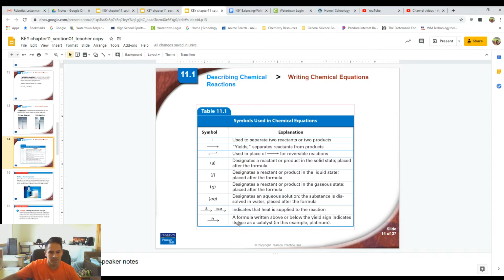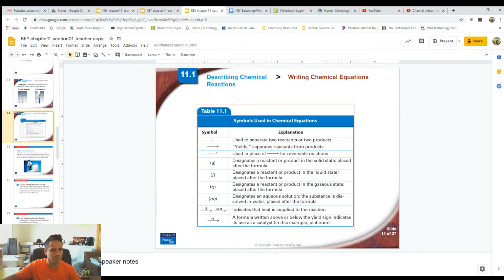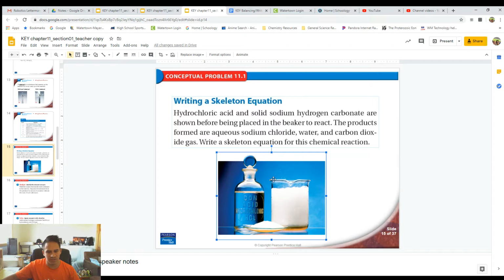go. And then the bottom one here is if we had a catalyst, you would write the element symbol of the element used as a catalyst above the arrow if you had one. But we're not really going to deal with catalysts, so I wouldn't worry too much about it. Okay, so let's take a look at our first example problem here.